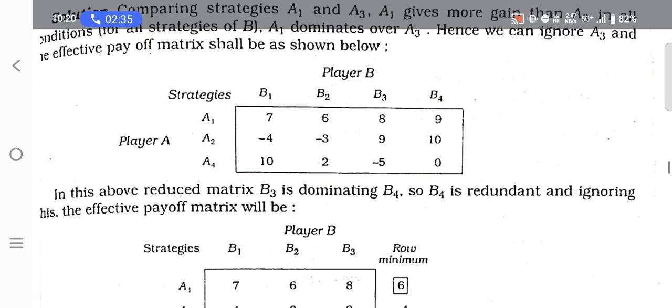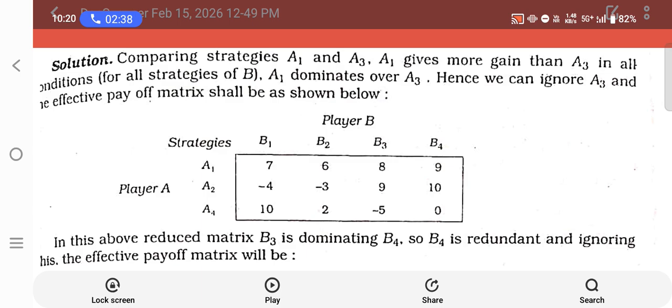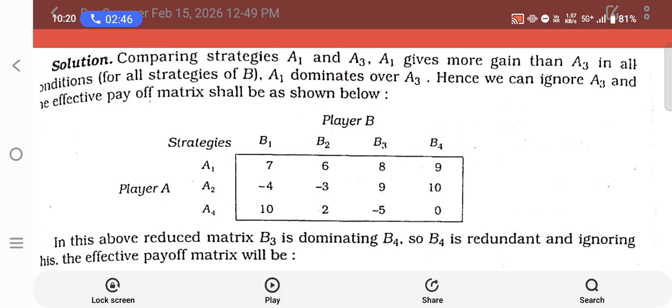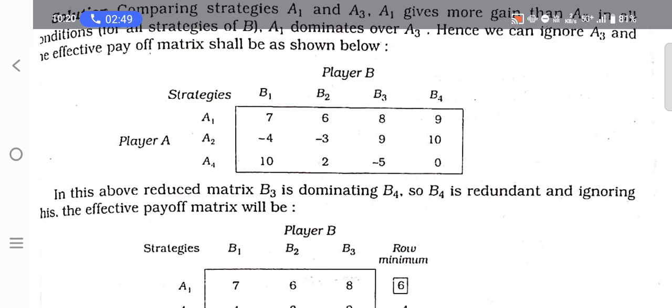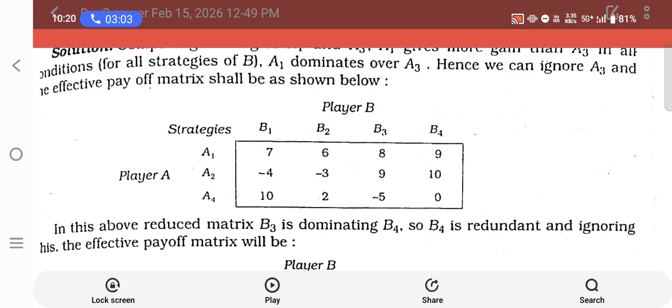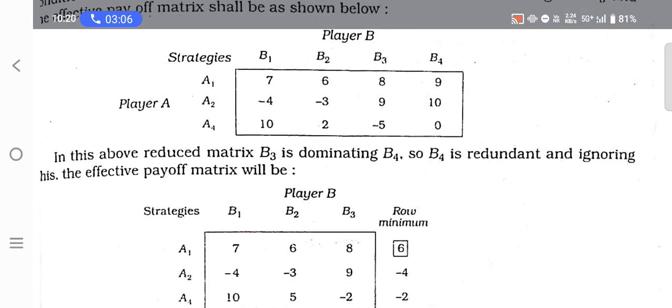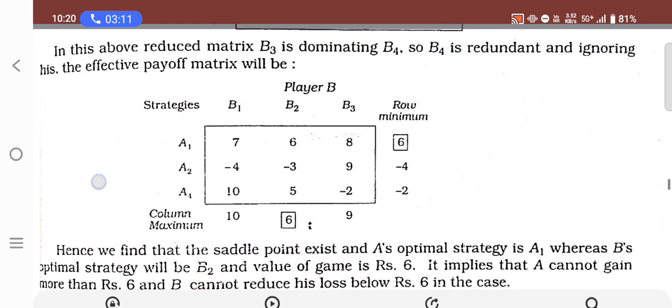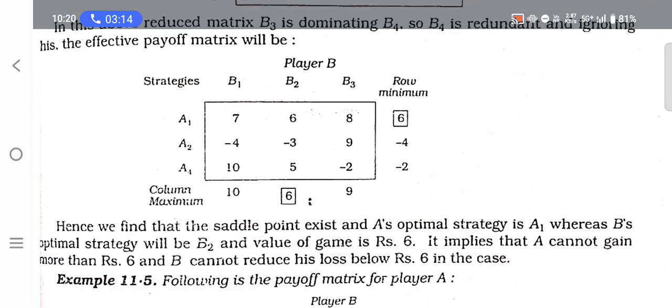Now for player B, take the B3 column and the B4 column. The B3 column is dominating the B4 column because the values of the B3 column are comparatively less than the B4 column. As player B is the minimizer, it always wants to minimize its loss. So it chooses the B3 strategy and eliminates the B4 strategy. Now our resulting matrix is here.